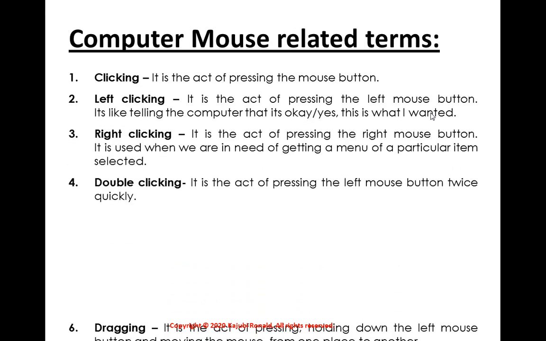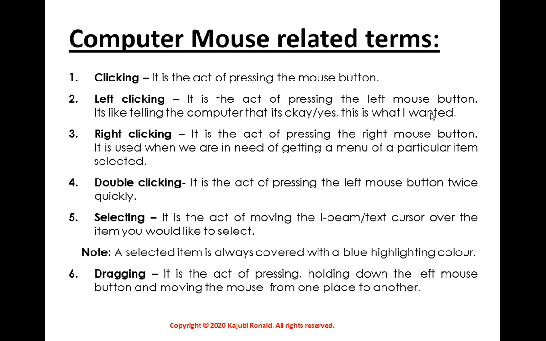There are some terms related to a computer mouse. So whenever we talk about the word clicking, what comes to your mind? Clicking simply means the act of pressing a mouse button. We don't say press, we say click. So if I tell you click, I simply mean press a mouse button. So clicking is an act of pressing a mouse button.